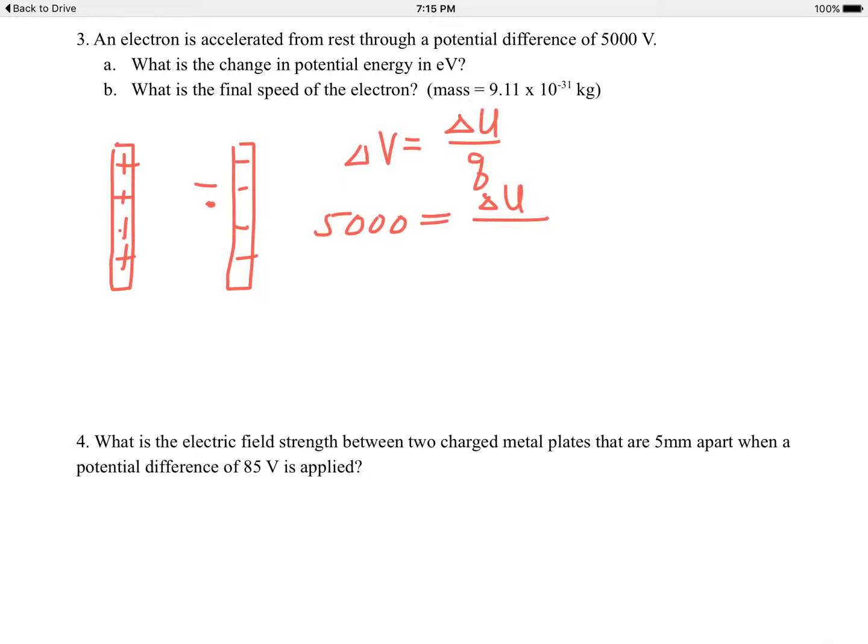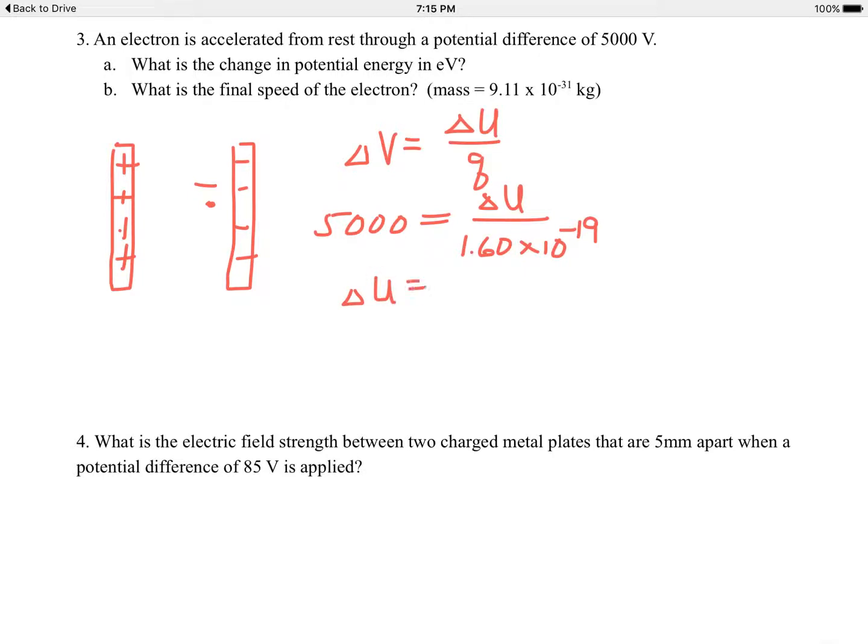Well, this is an electron. And once again, I'll give you this, or you might remember, that an electron has a charge of 1.60 times 10 to the negative 19th coulombs. That's a given. It's an electron. It has that charge, always has that charge. It's negative, but you don't need to worry about that right now. We're just looking at how it's moving across this field. Its change in potential energy.